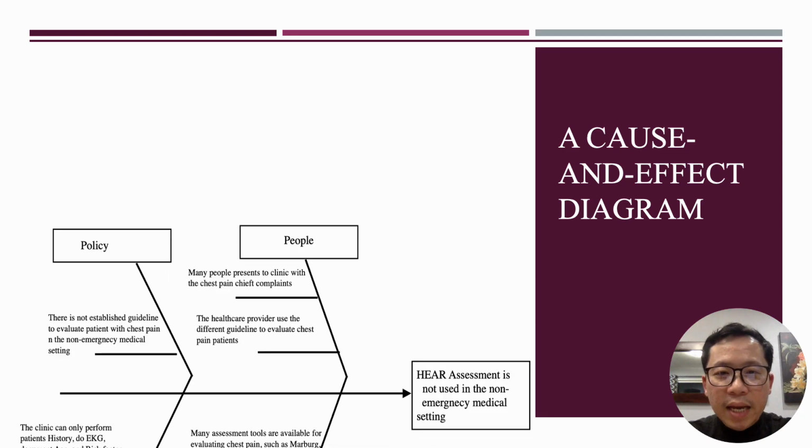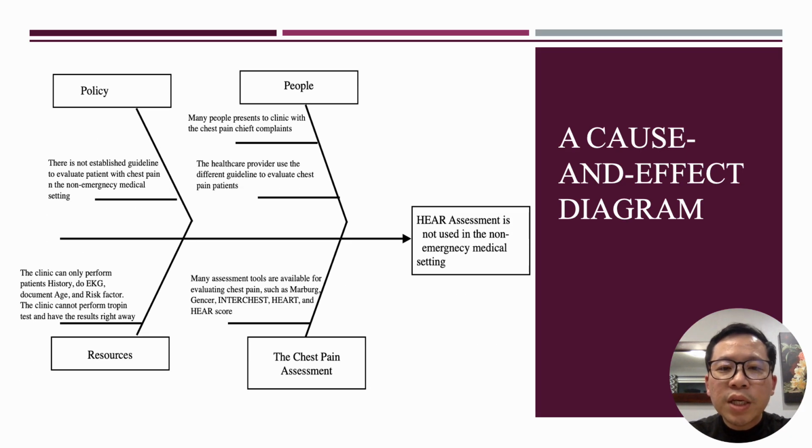A cause and effect diagram. The first factor in the diagram is the people. Many people present to the clinic with a chief complaint of chest pain. The healthcare providers use different guidelines to evaluate chest pain patients. Policy: there is no established guideline to evaluate patients with chest pain in a non-emergency medical setting. Resource: the clinic can only perform patient history and EKG, and document age and risk factors. The clinic cannot perform troponin tests and have the result right away.